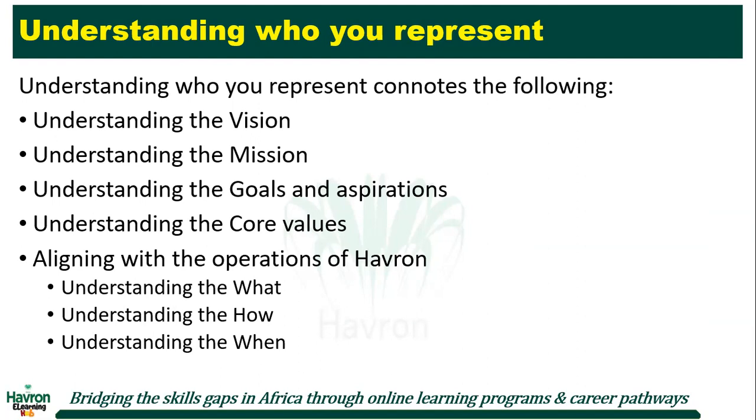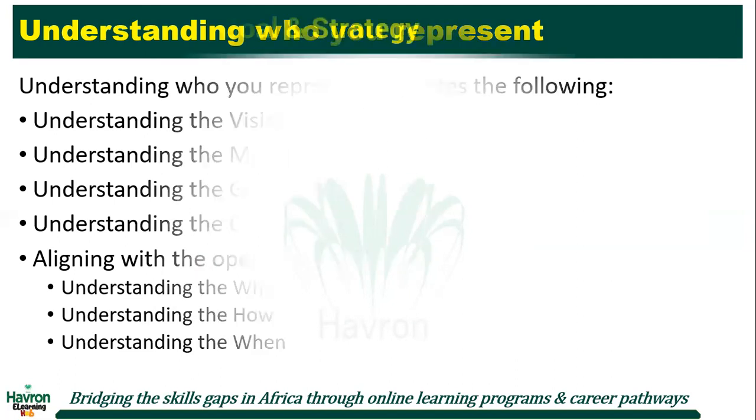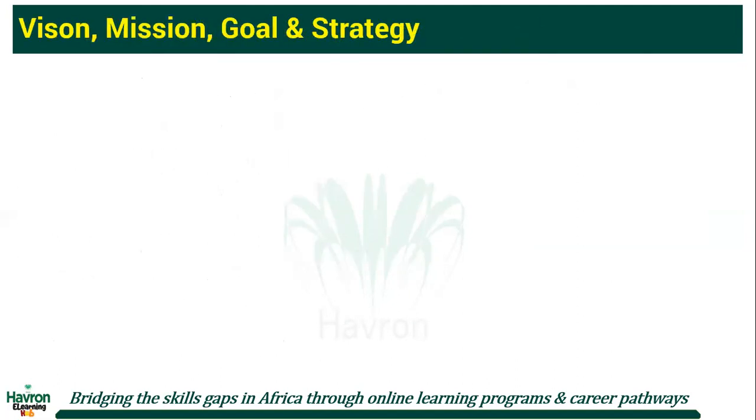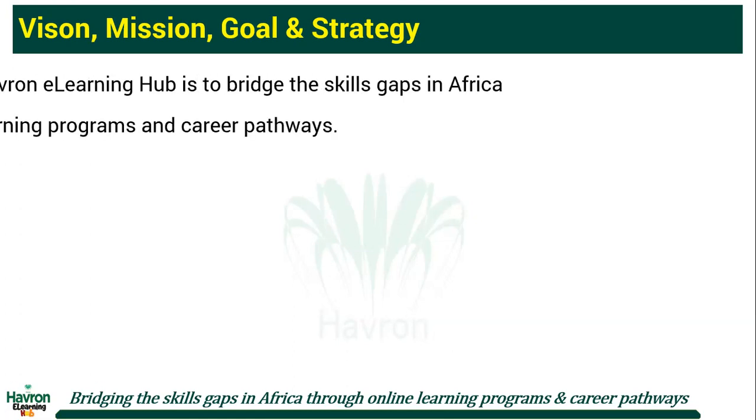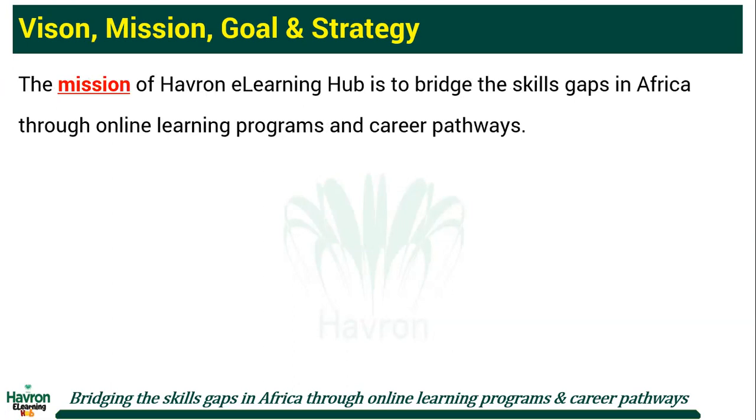So for Havron, there is what we are after, there is how we go about it, and then there is when for each item that we want to go after. So we are going to be looking at how all this comes into play and then help each ambassador to fulfill his or her own goals. So now let's look at the mission, the vision, the goal, and strategy of Havron.